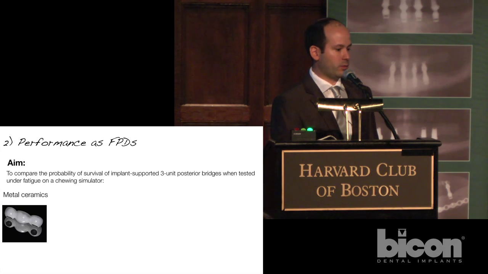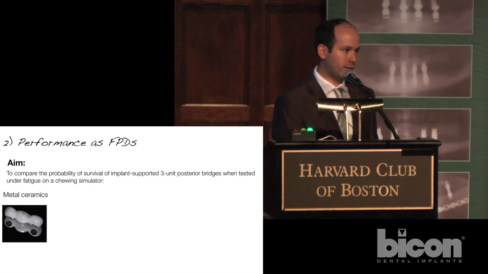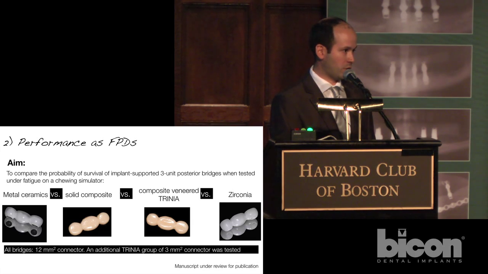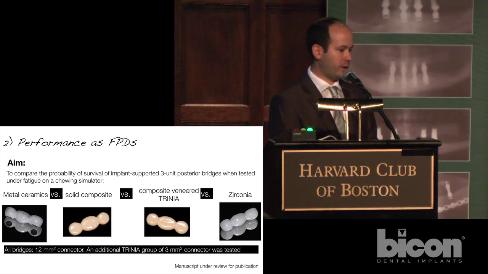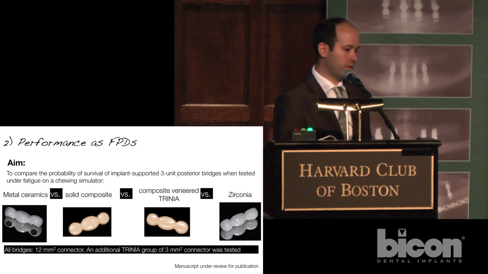To our second question, regarding the performance of materials for implant-supported reconstructions used as fixed partial dentures, we have basically compared metal ceramics to pretty much everything that is out there. In every bridge that has a substructure, we used a 12 square millimeter connection. So we compared metal ceramic to Trinia, also at 12 square millimeters, veneered with composite; a solid composite bridge, no framework whatsoever; and zirconia veneered, also at 12 square millimeters.